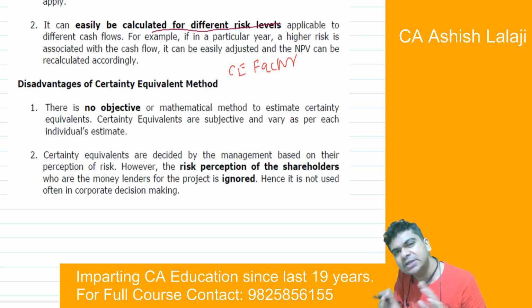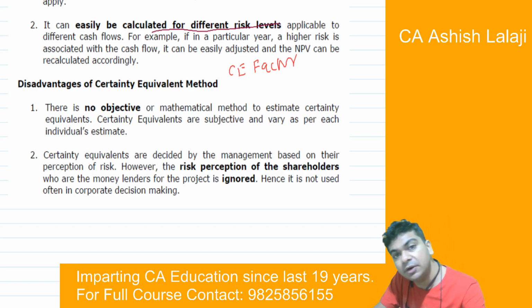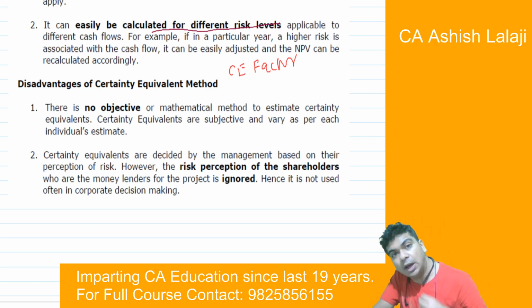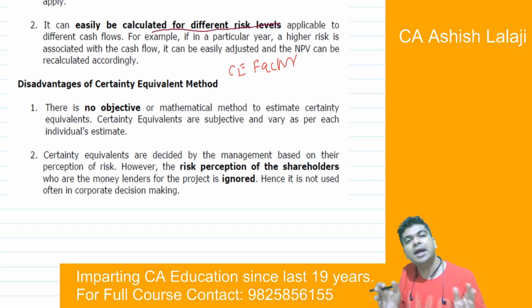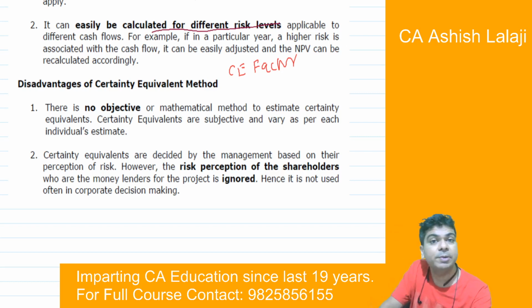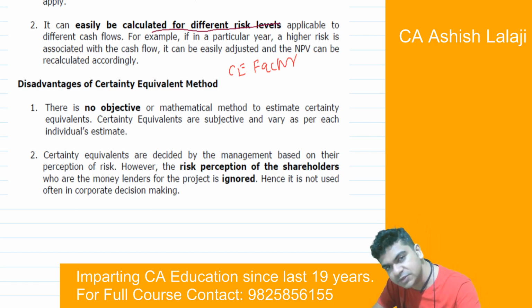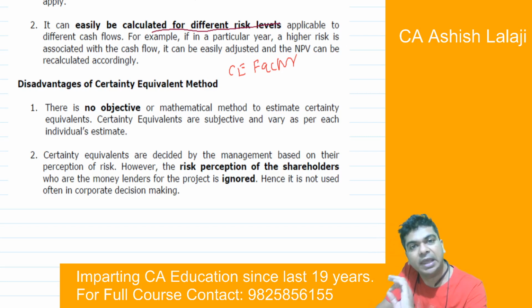And perceiving risk is very subjective. The way I will perceive risk, not necessarily you will perceive the risk. So the risk perception can be different, and then everything is depending upon the risk perception of the management. What about the risk perception of the shareholders? Ultimately, it is the shareholder who has invested in the shares of a particular company. But then we know that in a company, decisions are not taken by shareholders, but decisions are taken by the management. So the risk perception of the management may not necessarily match with the risk perception of the shareholders. So developing an objective CE factor is actually very tough in real life.